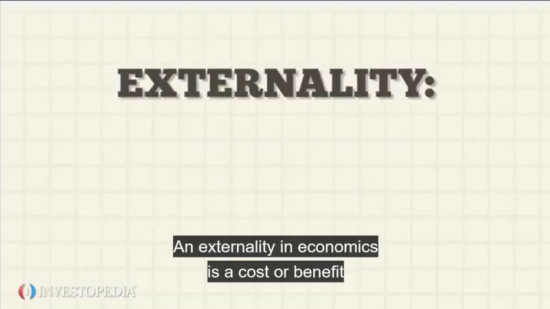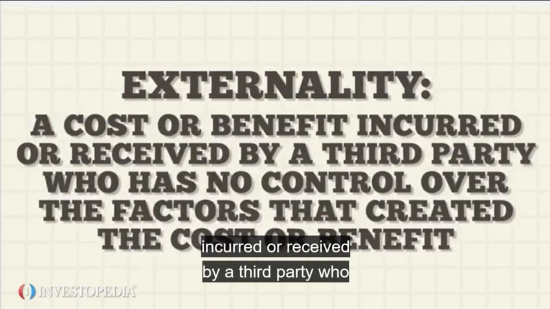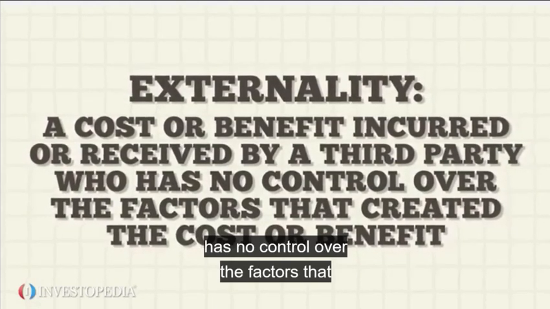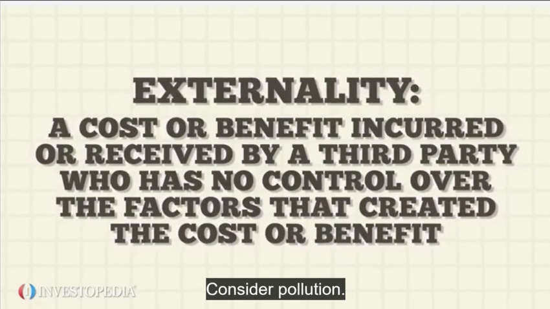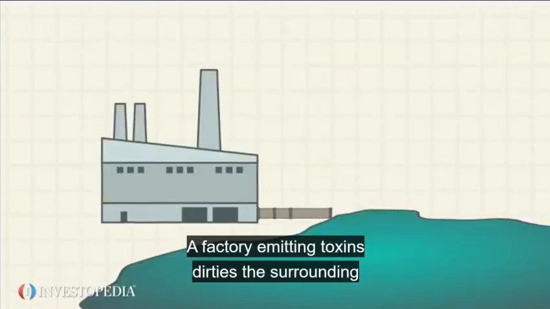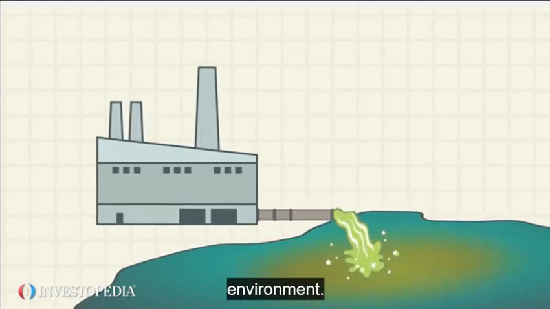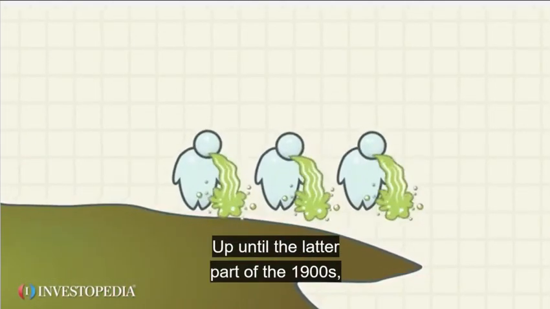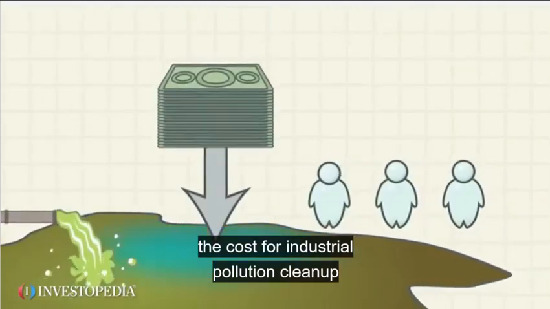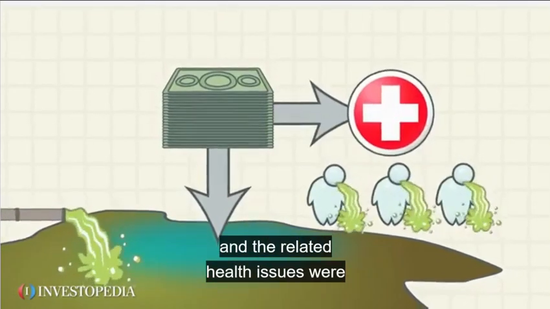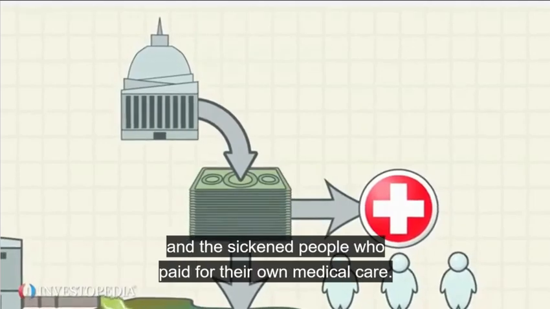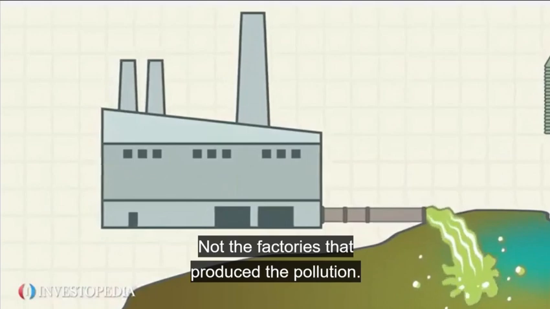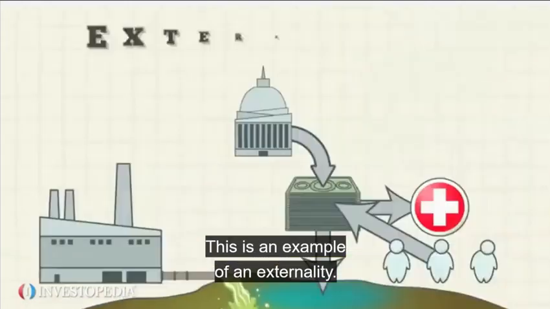An externality in economics is a cost or benefit incurred or received by a third party who has no control over the factors that created the cost or benefit. Consider pollution. A factory emitting toxins dirties the surrounding environment. This creates health problems for the local residents. Up until the latter part of the 1900s, the cost for industrial pollution cleanup and the related health issues were paid for by the local governments and the sickened people who paid for their own medical care, not the factories that produce the pollution. This is an example of an externality.